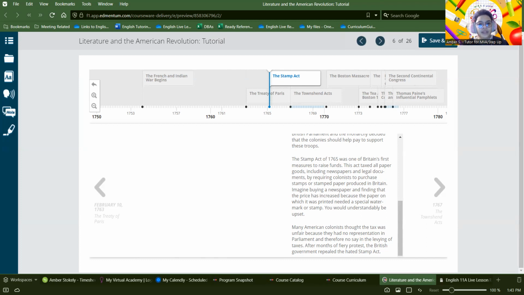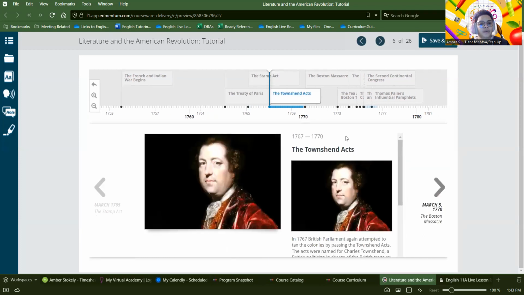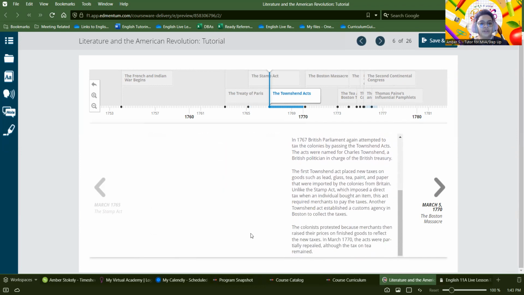So the next one is the Townshend Acts, and that is from 1767 to 1770. The fact that there's a second date there tells you that this ended at some point. The Townshend Acts were another list of taxes. It wasn't just a tax on paper, they added it to other things. It was named after the person who was in charge of the British Treasury. That's why it's called Townshend. His name was Charles Townshend. They tell you right here.